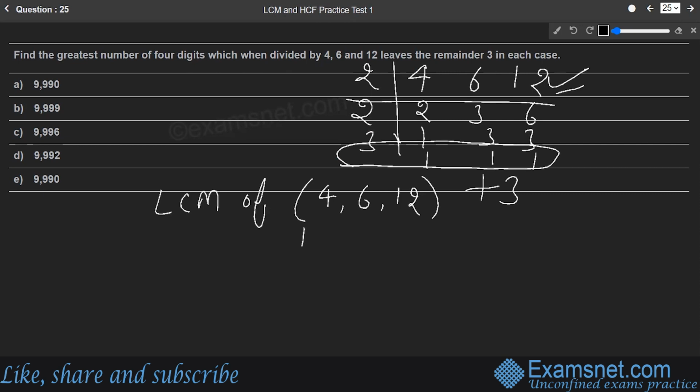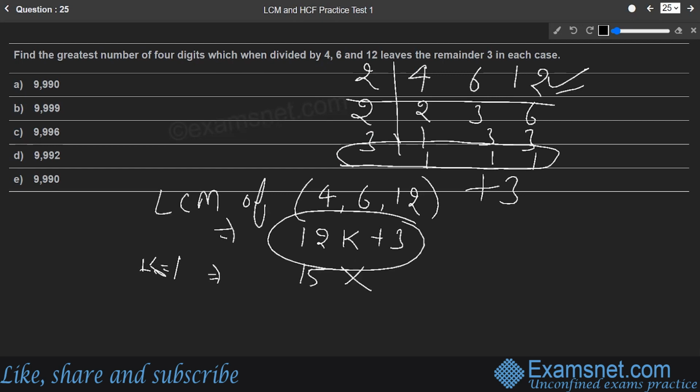So we have to go like 12k plus 3. And we are supposed to find out when we are reaching the number as 4 digit. So 12k plus 3 is the pattern. If we go for k equal to 1, the first number that comes is 12 into 1, 12 plus 3 is 15. That is nowhere near 4 digit.